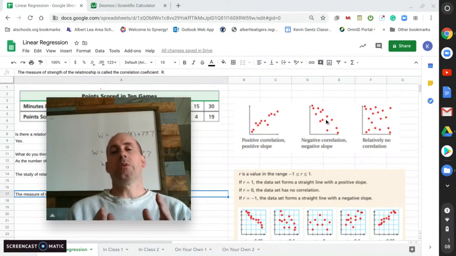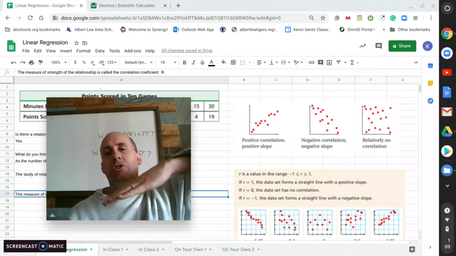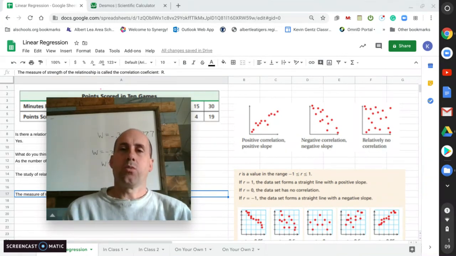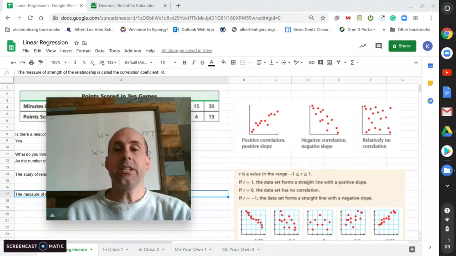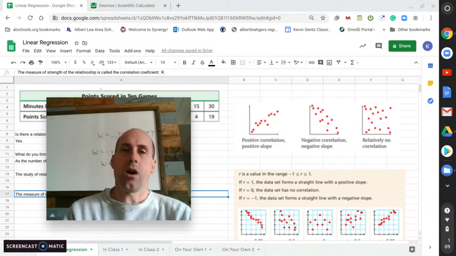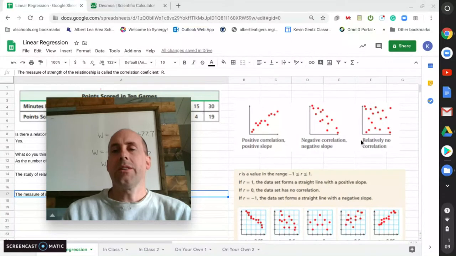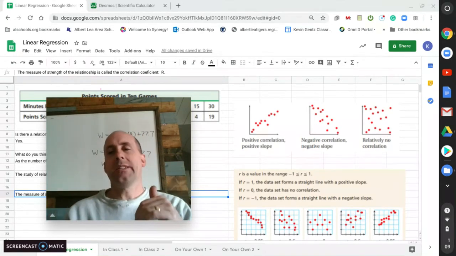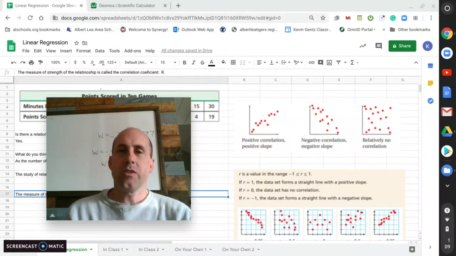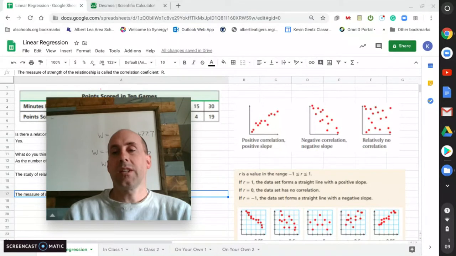On the next one, the data trends downward. As one increases, the other decreases. That's a negative correlation, with a negative slope if you were to draw a line through it. And finally, this third one is scattered all around. It would be really tough to say, is it trending up? Is it trending down? There doesn't appear to be much of a trend at all, so we would say there is no correlation.